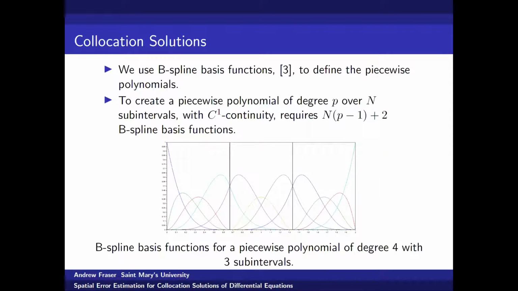Although we use B-spline basis functions to define our piecewise polynomials, to create a piecewise polynomial of degree p over n subintervals with C1 continuity, meaning that the solution value and the first derivative are continuous, requires a known amount of B-spline basis functions. And here in this picture we can see the B-spline basis functions that are required for defining a piecewise polynomial of degree 4 over 3 subintervals.